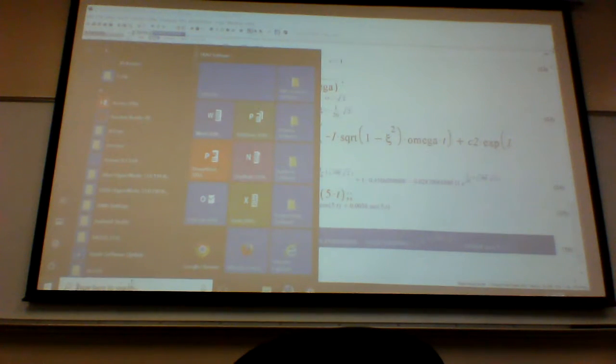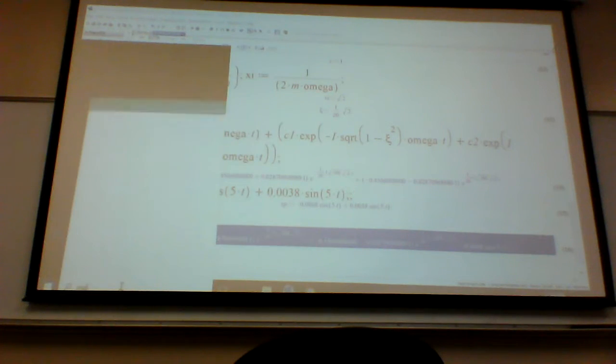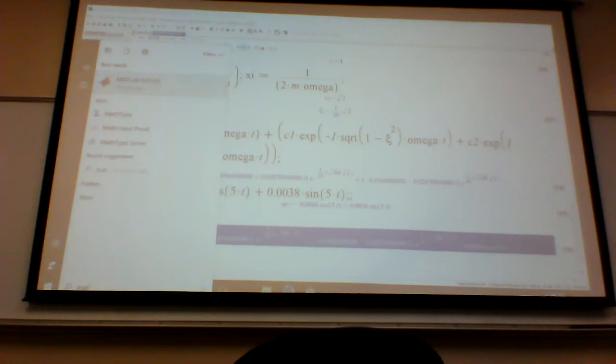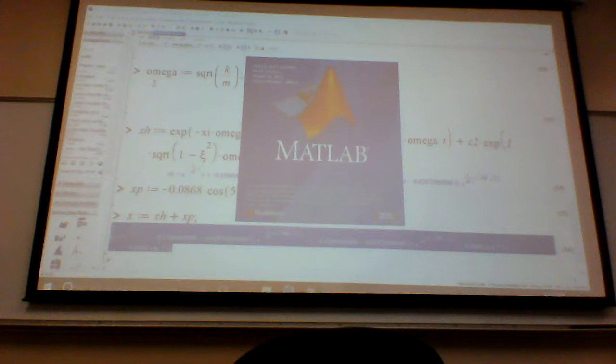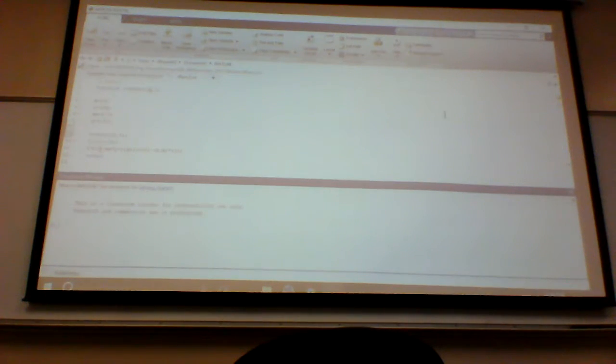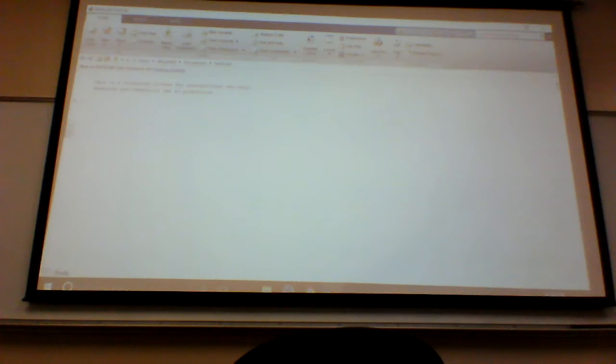I will go to MATLAB. You can almost put all the values. Actually, I think we can do it differently, but basically the thing is that I do a lot of copy paste between Maple and MATLAB. So let's say you could come here, and let's say new script. It's a new script.